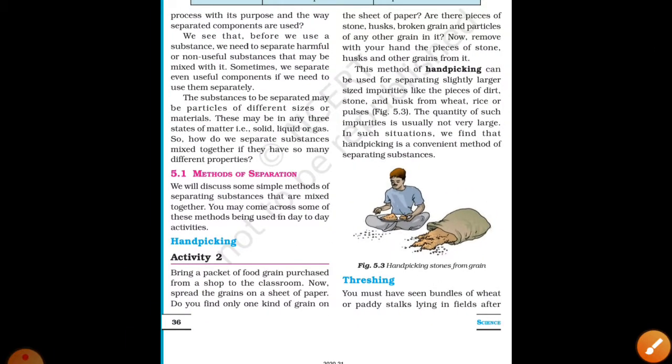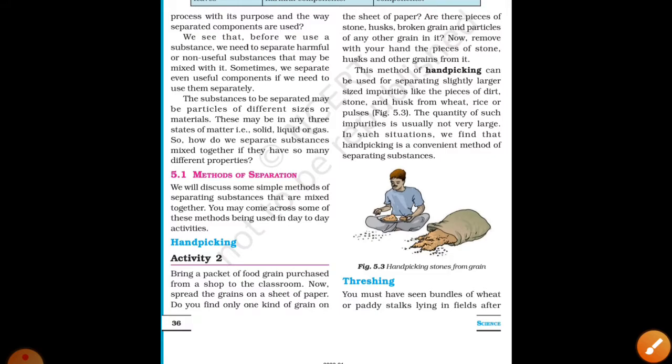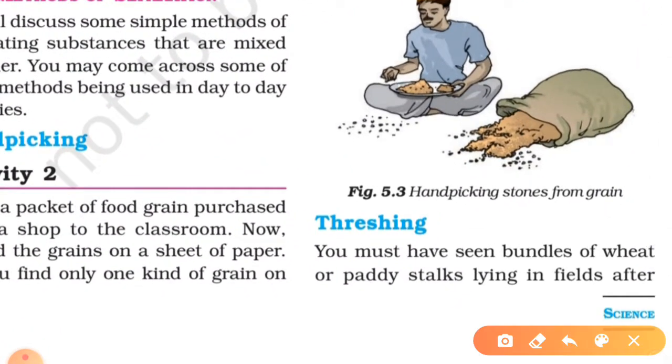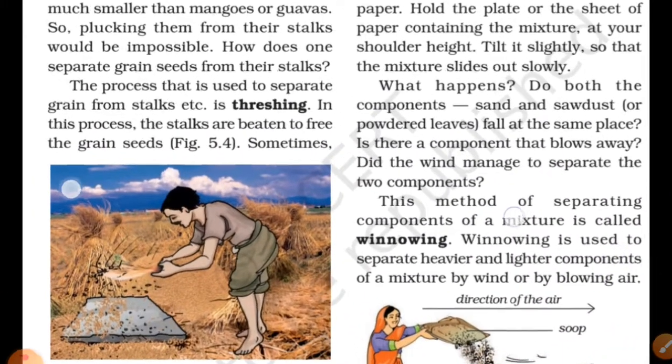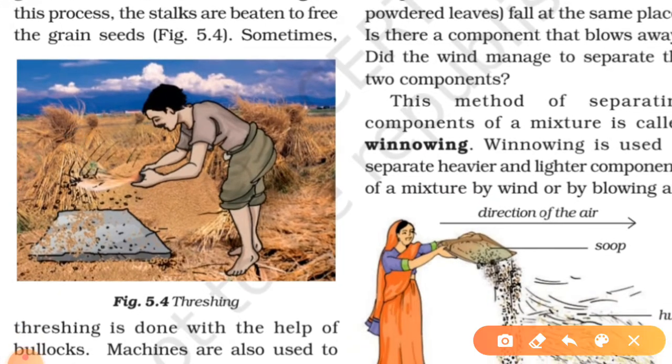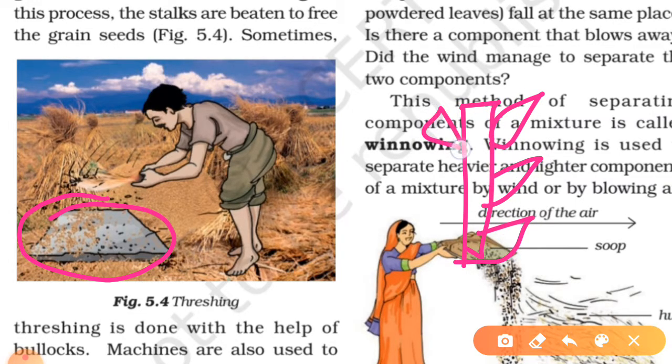Okay, so the next method of separation is threshing. Let's learn about that method. In threshing, we have a stalk. A stalk is the part in which grains or wheat grow, and we have to separate the grains from those stalks.